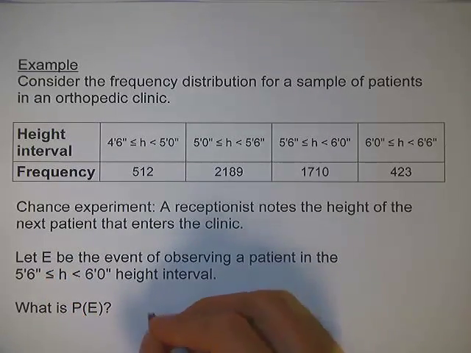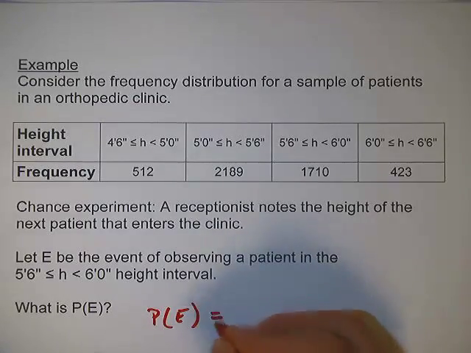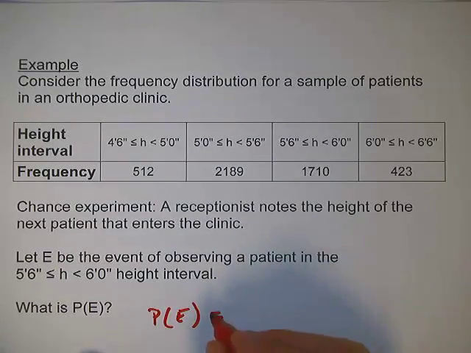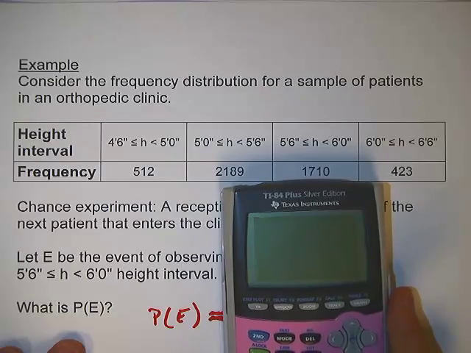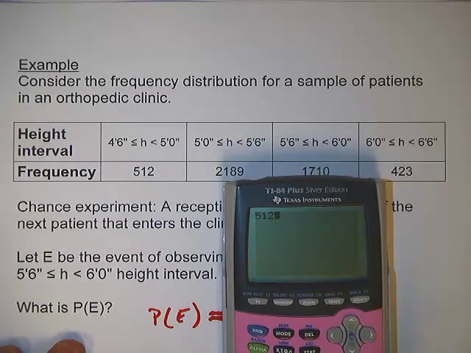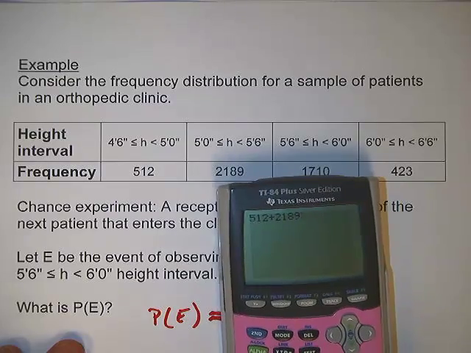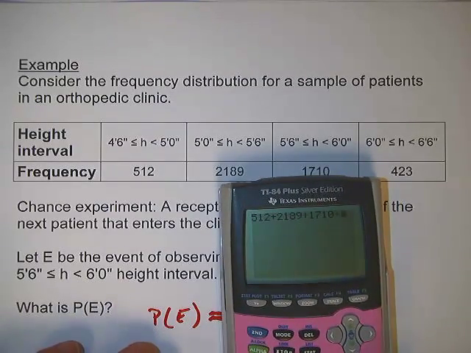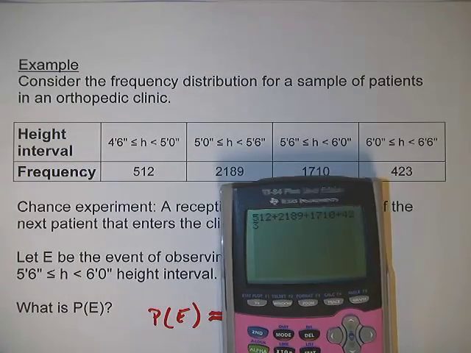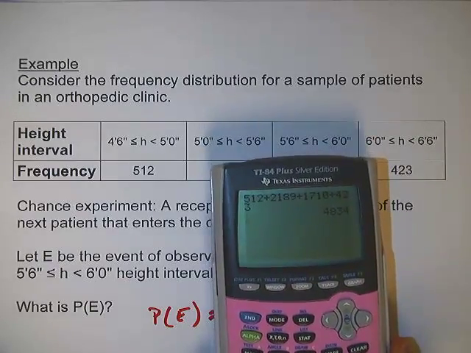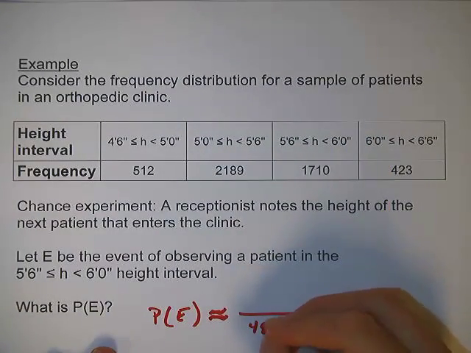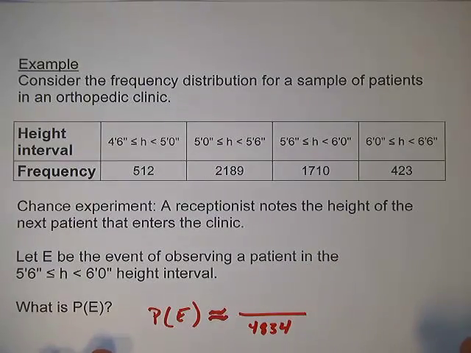Okay, so if we're calculating probability of E, the probability of E is going to approximately be equal to, so let's actually use a squiggly equal sign here. The total number of trials needs to go on the bottom. Okay, so what we need to do to calculate the number of trials is go to the calculator and add up all of those frequencies. So 512 plus 2189 plus 1710 plus 423. Okay, and if we add those all up, it is about 4834. Okay, so that goes on the bottom of the fraction. So that's how many observations there were.